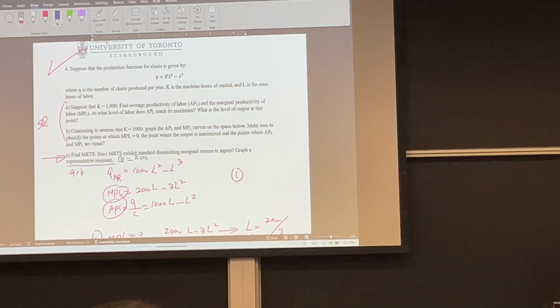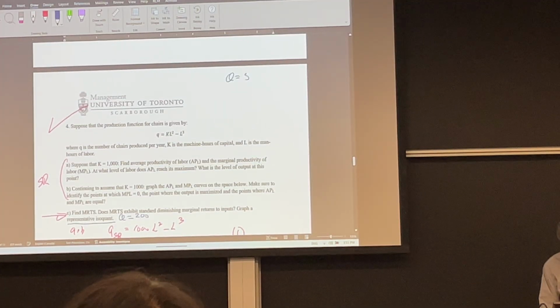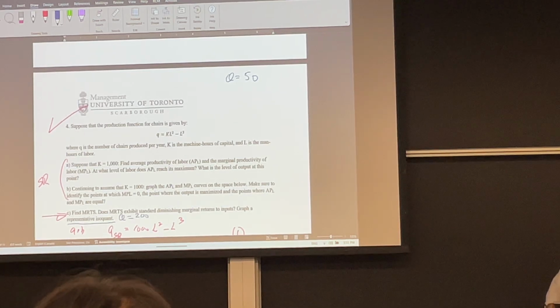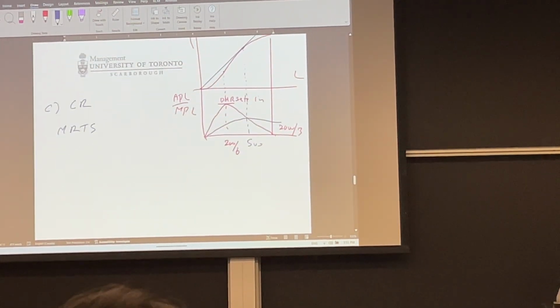If you see the quiz, use Q equal to 50. So that is the isoquant I wanted you to graph. Otherwise it will be hard for a TA to mark, right? Okay. Let's see how we do it for 100. For 200. First I need MRTS. MRTS is MPL over MPK. What is MPL in this case?